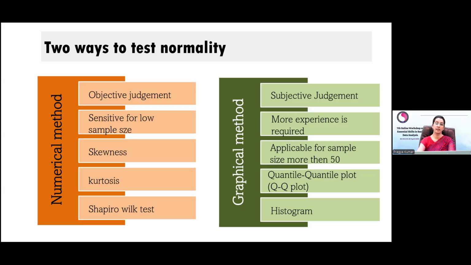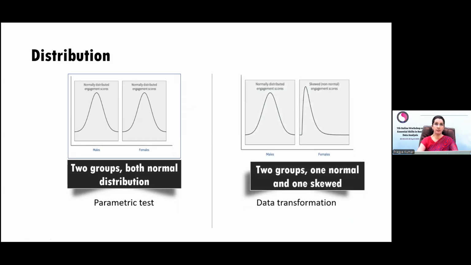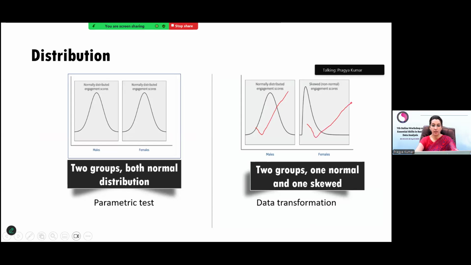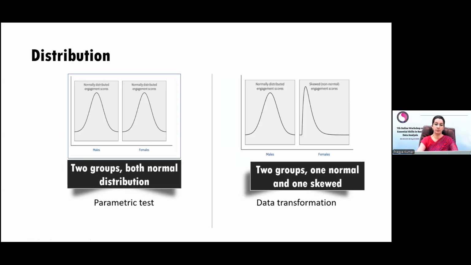You can use both the histogram and QQ plot to see whether the data is normally distributed or not. So in this case, you can see this distribution. Both of these are bell-shaped curves. If it is normally distributed, we always go for the parametric test. If it is not normally distributed, like when you are seeing the distribution of some variable in males and in females, in females you can see that this is a skewed one. In one group it is normal, and in the other group it is skewed. Then you can say it is not normally distributed.